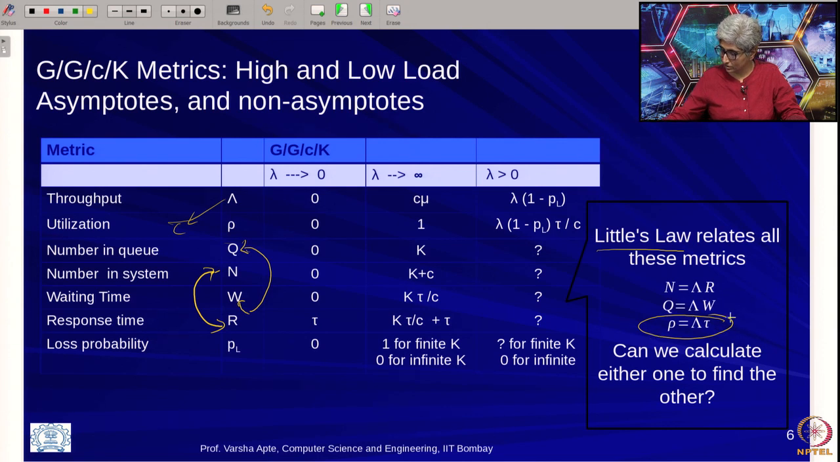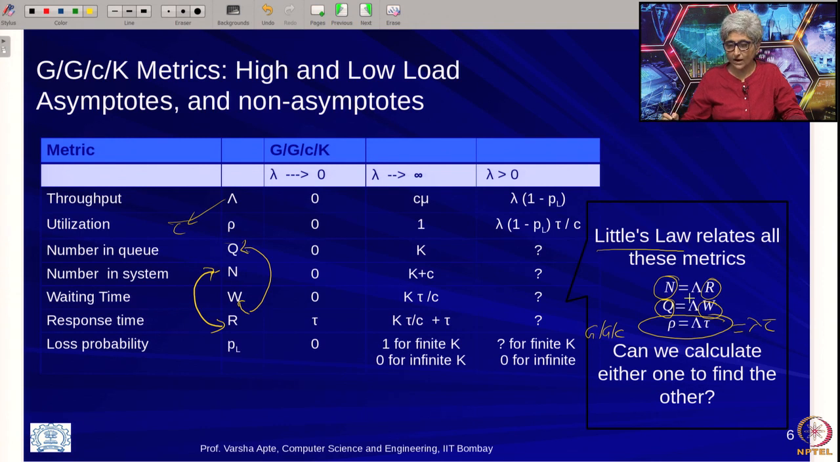If it is a GGCQ, you can get the exact utilization of lambda tau, but these are only related to each other. We neither know this nor this yet, neither do we know this yet nor this yet. So, do we have any result that can help us get at least one of these?